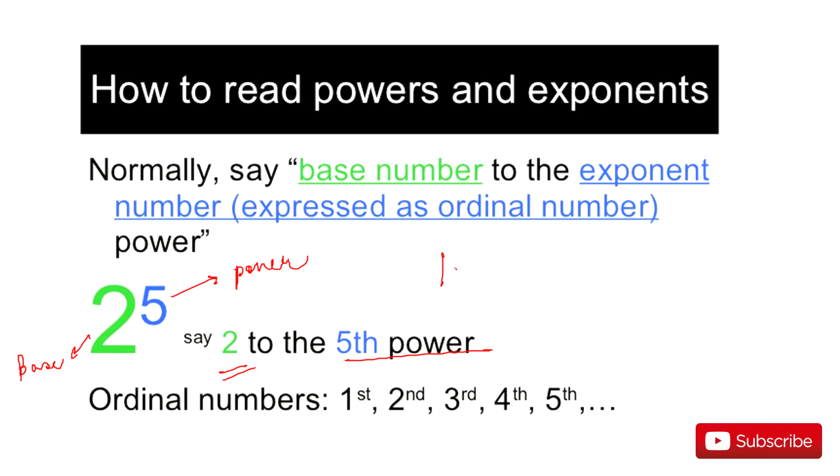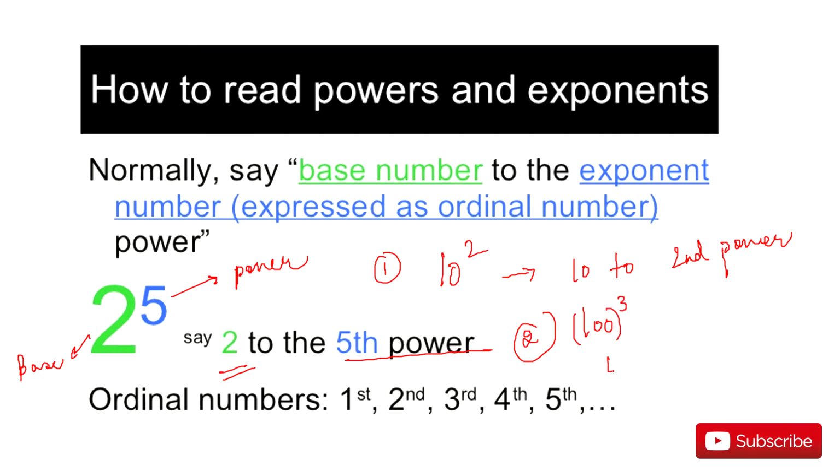If I say 10 to the power of 2, how will I read this number? 10 to the 2nd power, right? All of them are ordinal numbers. If I tell you 100 to the power 3, that means 100 to the 3rd power. So I hope, friends, how to read power and exponent is clear. Now let us begin further.